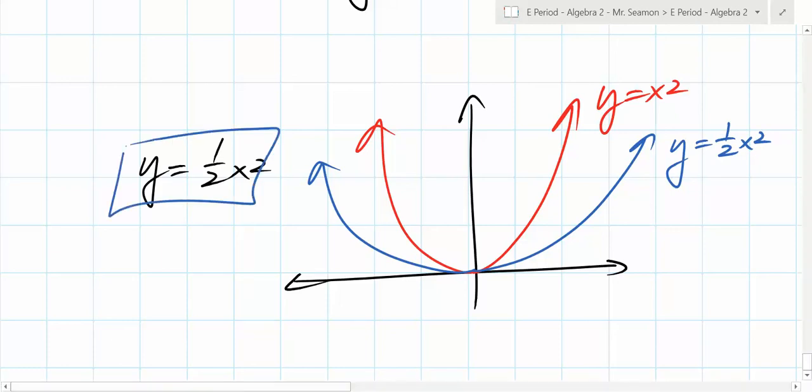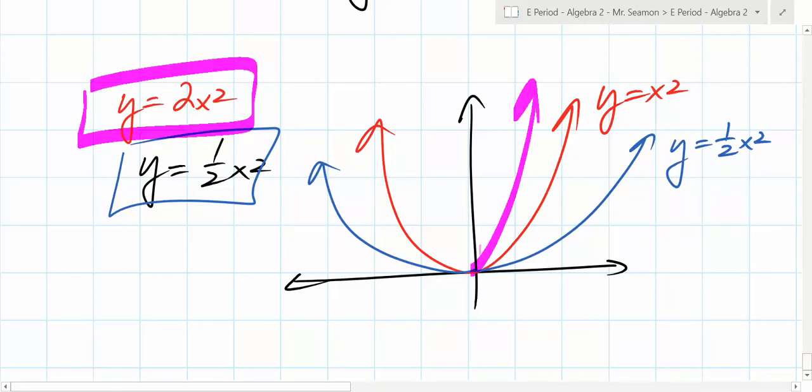That's y equals 1/2 x squared. What happens if I gave you this one right here? What happens if I said y equals 2x squared? What's going to happen there? It's going to be steeper like this. It's going to be twice as steep like that. It's still curved. So if you multiply by something greater than 1, what happens? It gets steeper. If you multiply by something between 0 and 1, it gets shallower.